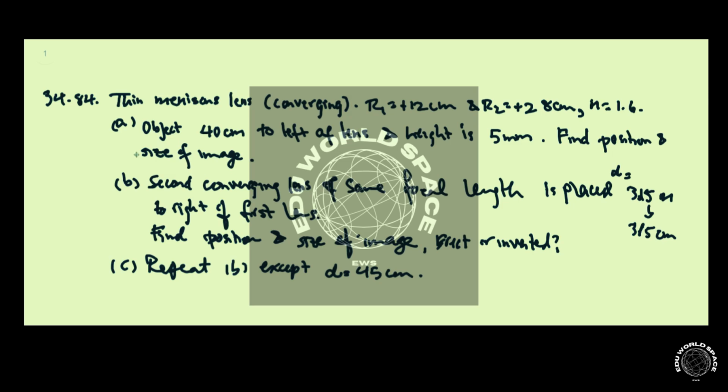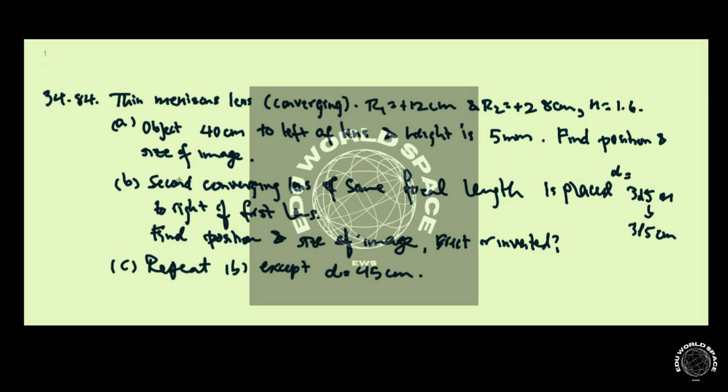Okay, problem 84. We're told that we have a thin meniscus lens, a converging lens, and the radii of curvature, since we have two, are 12 centimeters and 28 centimeters, and the index of refraction of the lens is 1.6. In part A, an object is placed to the left of the lens 40 centimeters away, and it has a height of 5 millimeters, and we are asked to determine the position and size of the image.